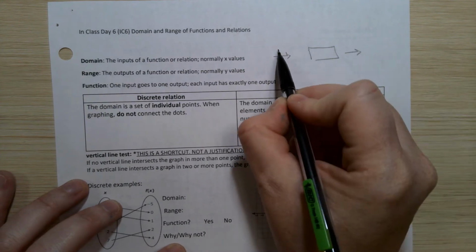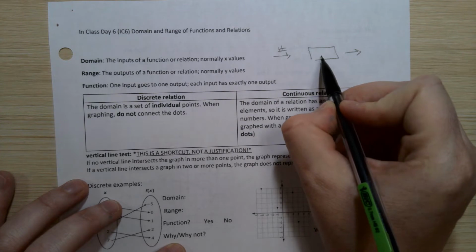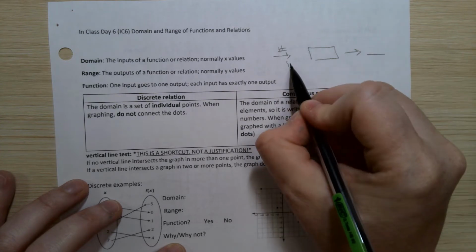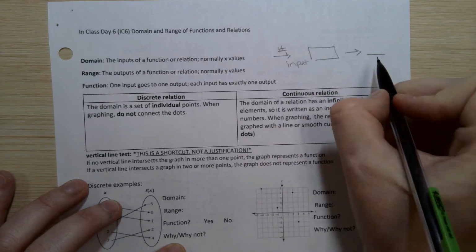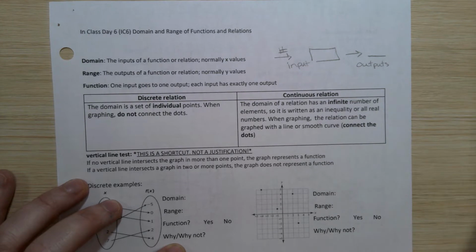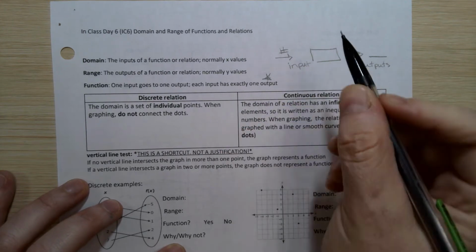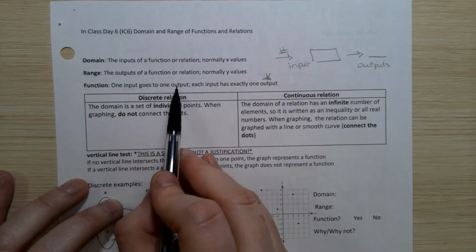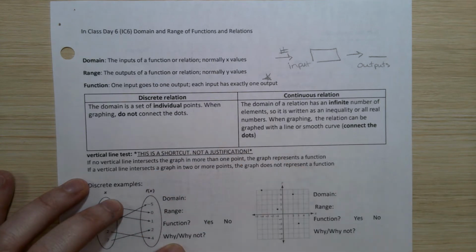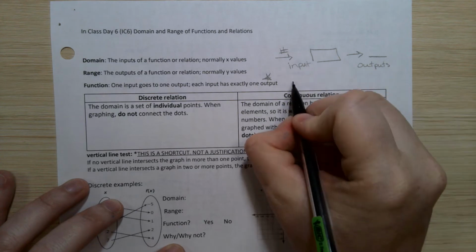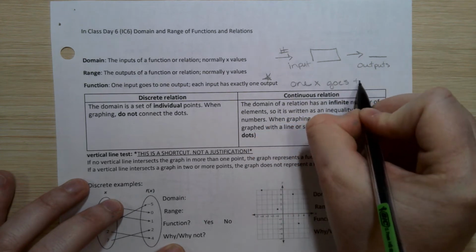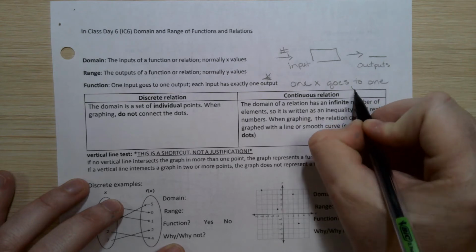where numbers would go into a function, and then they would come out and give you a new value. These are your inputs, because they go in. These are your outputs. A function, this is really important, one input goes to one output. Each input has exactly one output. One x goes to one y value.